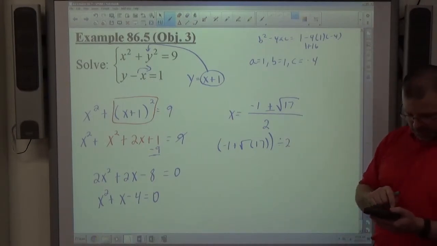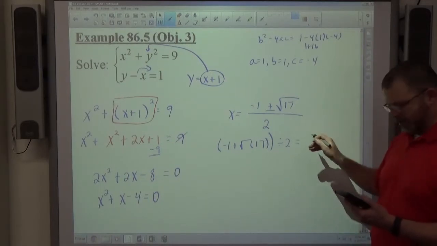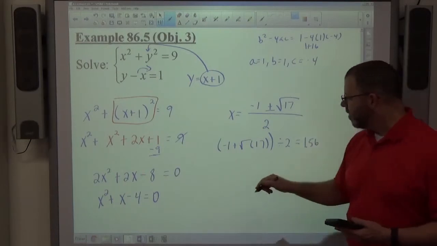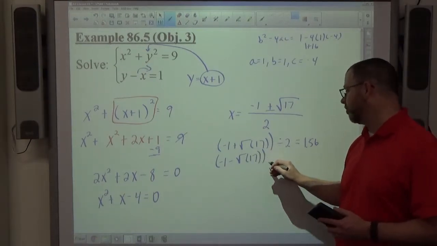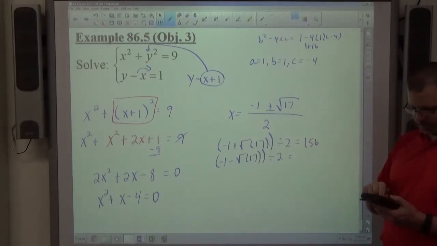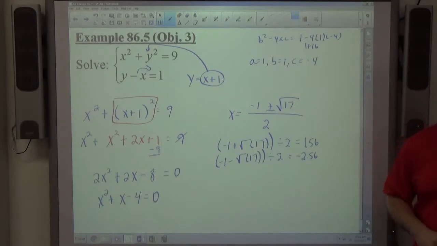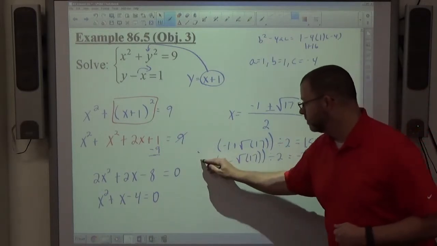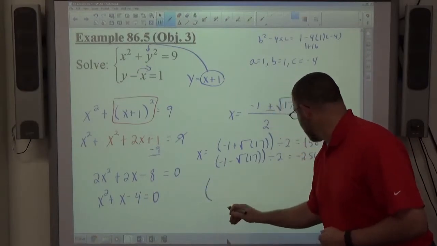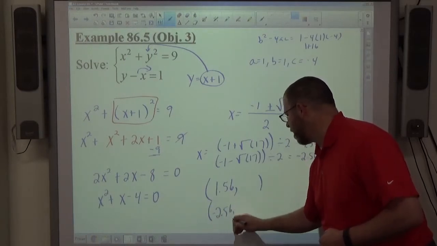That's how you type it in. Okay, so negative 1 plus the square root of 17, closing parentheses for the square root, closing parentheses for the top, divided by 2 equals, and that's 1.56. Then, I'm going to type in negative 1 minus the square root of 17, closing parentheses for the radical, closing parentheses for the top, divided by 2. And that comes out to negative 2.56. So negative 2.56, positive 1.56 are the values for x, right? So my ordered pairs are going to be x first, 1.56 comma something, and negative 2.56 comma something.